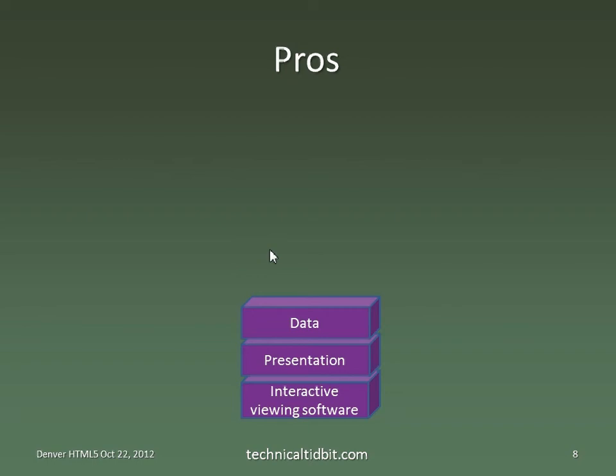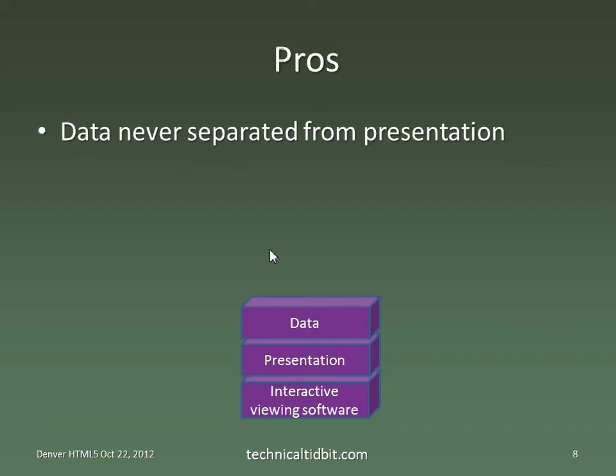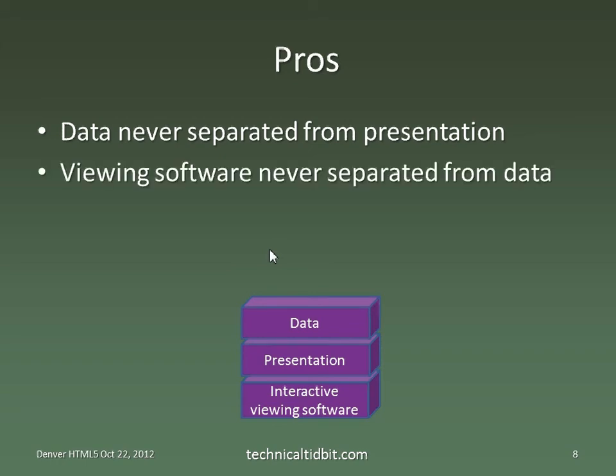The pros, basically these three things are all in one file. That's, in a nutshell, the pro. The data, how to present the data, and how the user can interact with that data. So with those all being in one file, you never have to worry about the data being separated from the presentation. That solves the use case problem that I started out with. The viewing software is never separated from the data. This is actually a big problem in the scientific world where software can have these 20-year-old dongles that don't work with modern computers anymore.